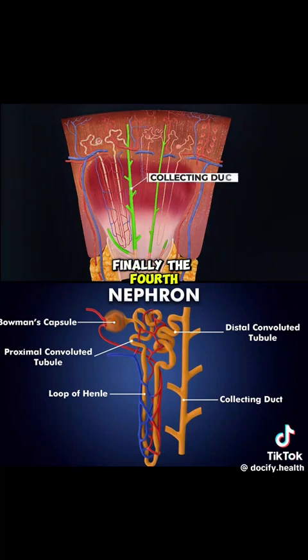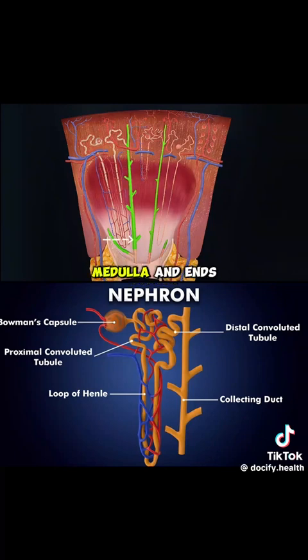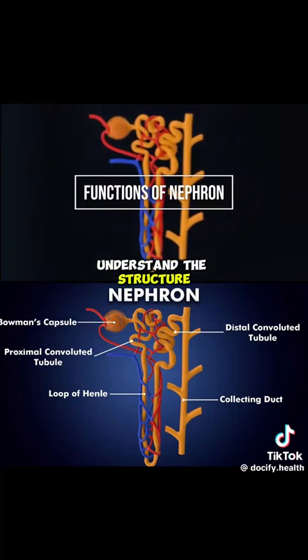Finally, the fourth and last part is called the collecting duct, which starts in the kidney's cortex region, goes through the medulla, and ends in the calyx. The collecting duct is common to many nephrons. Now that we understand the structure, let's understand the function of the nephron.